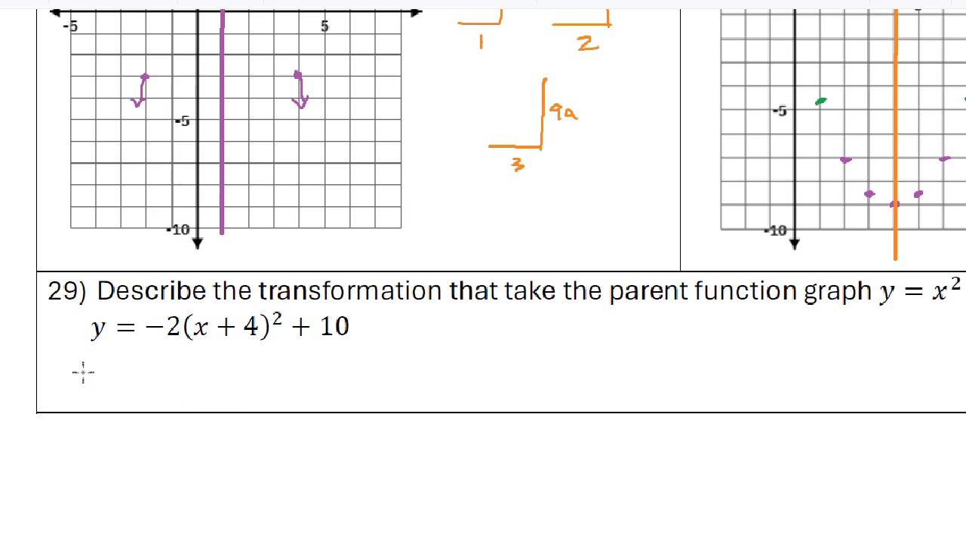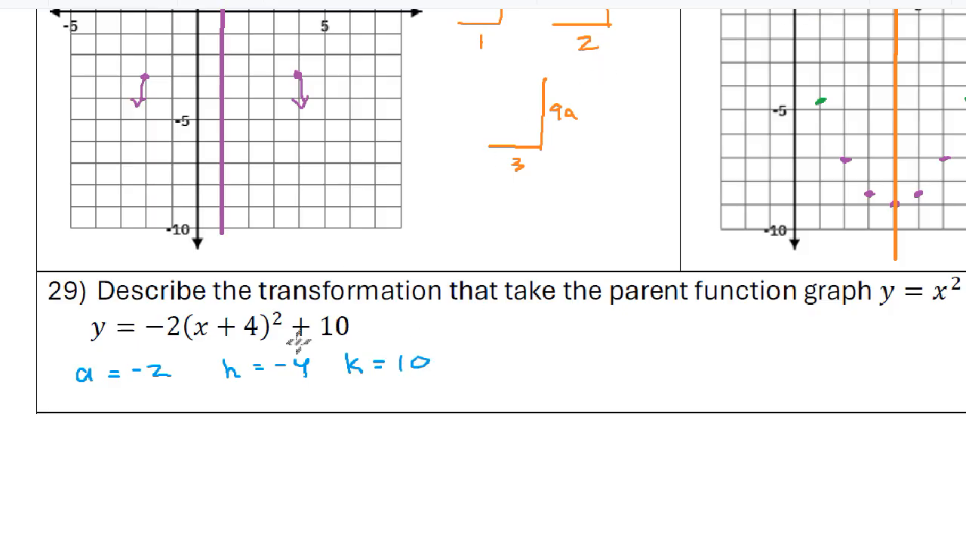This a value, class, is -2. This h value is -4. Remember, it's always the opposite from what you see. The k value is always the sign you see, 10. Now take a look at what I'm going to do here.